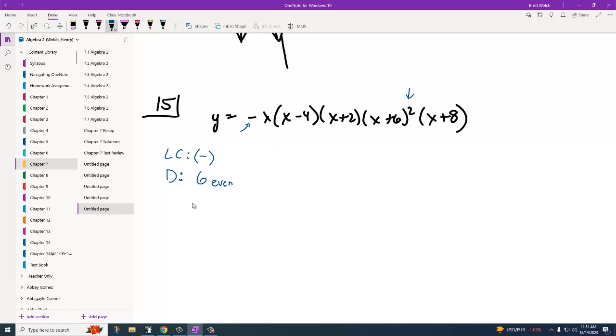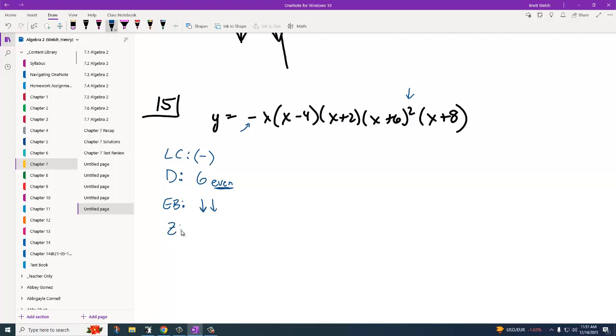That's an even number. That allows me to find the end behavior, or the EB, the two arrows. When the leading coefficient is negative, the right arrow will go down. If it was positive, the right arrow would go up. Even means that the two arrows will match because there's an even number of socks in your laundry. So this arrow would also be down.